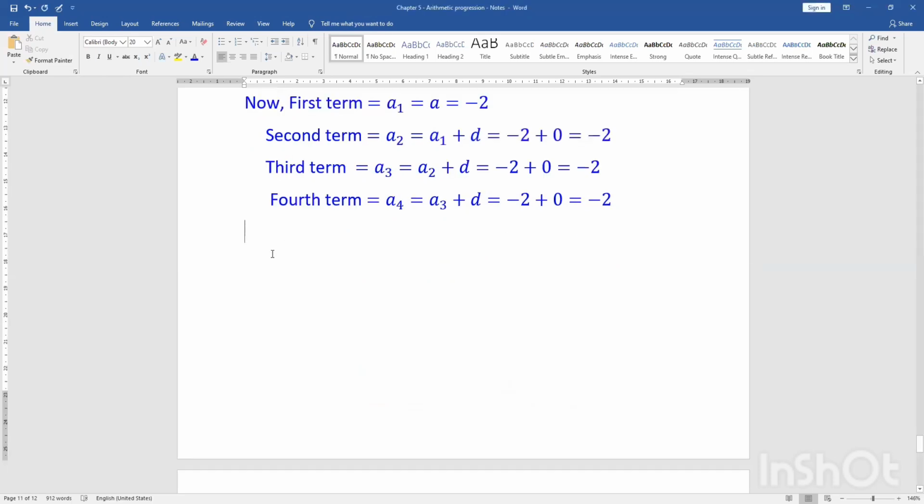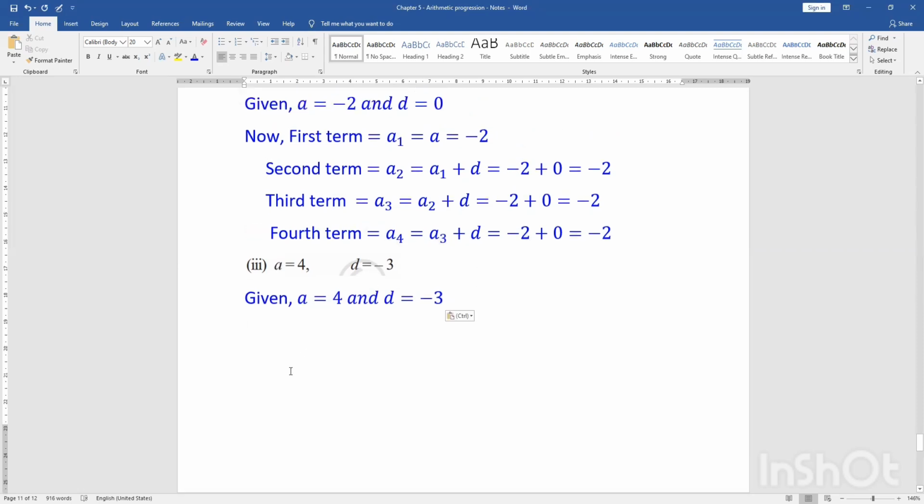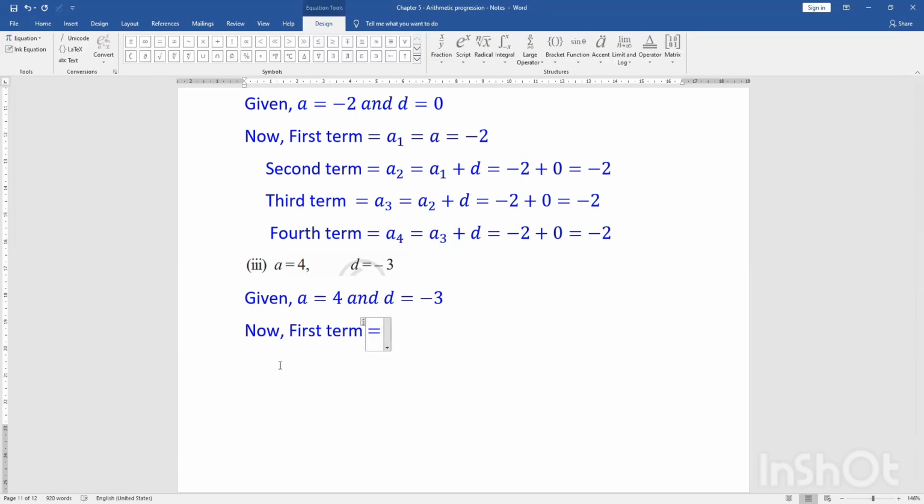Okay. Now we go for the third problem. In the third problem, we have the first term as 4 and common difference D equals -3. So let us write what is given. Given A is equal to 4 and D equals -3. Okay. Now the first term will be nothing but, as I said, A1 equals A. So that will be equal to 4, right?